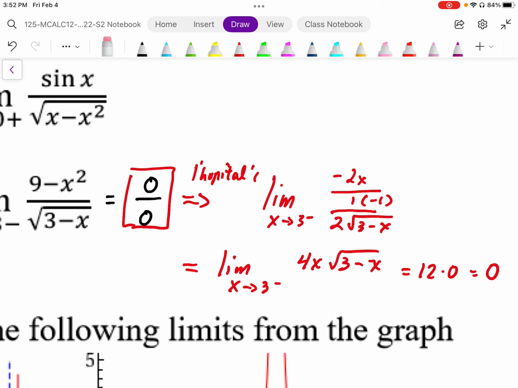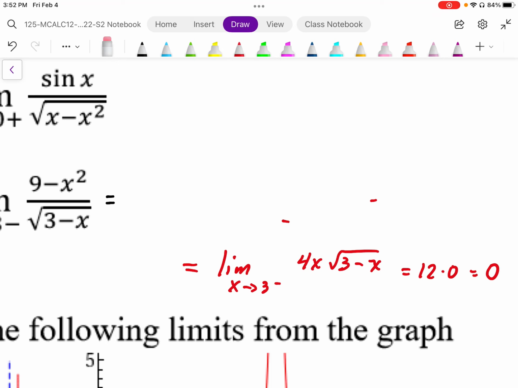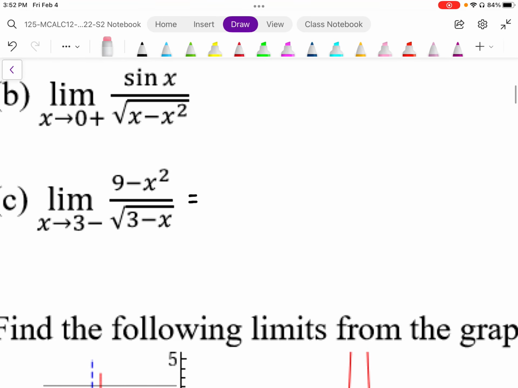Now, as I mentioned, this could be done not using L'Hopital's. And I can do some other methods. So if I want to, I could try using some other strategy here. And what I'm looking at here is I know that 9 minus x squared has a factor of 3 minus x. So what I'm going to do is multiply the denominator by that to generate the 3 minus x factor. I just have to make sure I do that to the numerator.